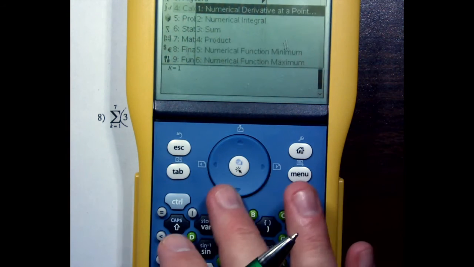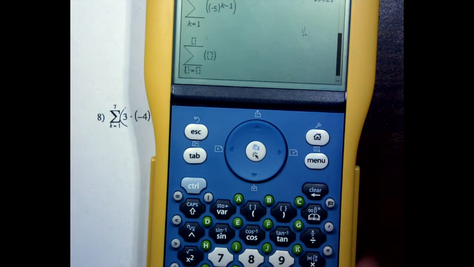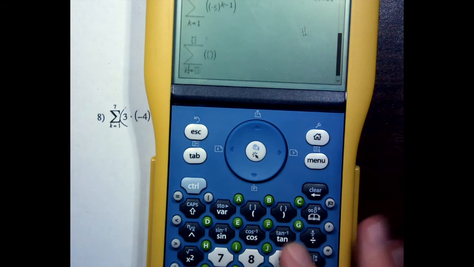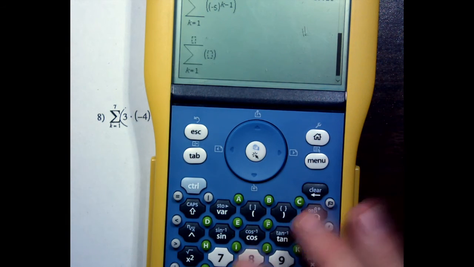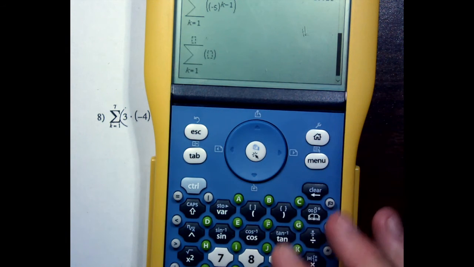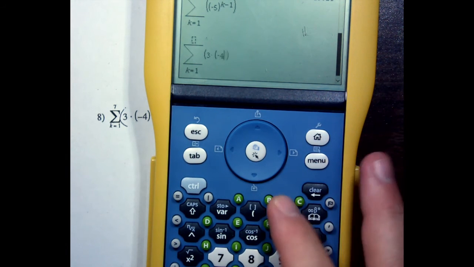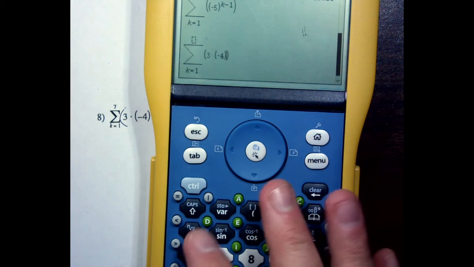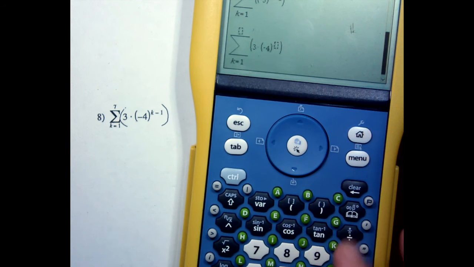So I'm going to hit calculus, go to sum, okay, and then I'm going to say K, right cursor, 1. Now this is the tricky part. To make it look like this, I'm going to say 3 times, then I have to start parentheses, -4, then I'm going to say caret symbol, then I'm going to say K minus 1.